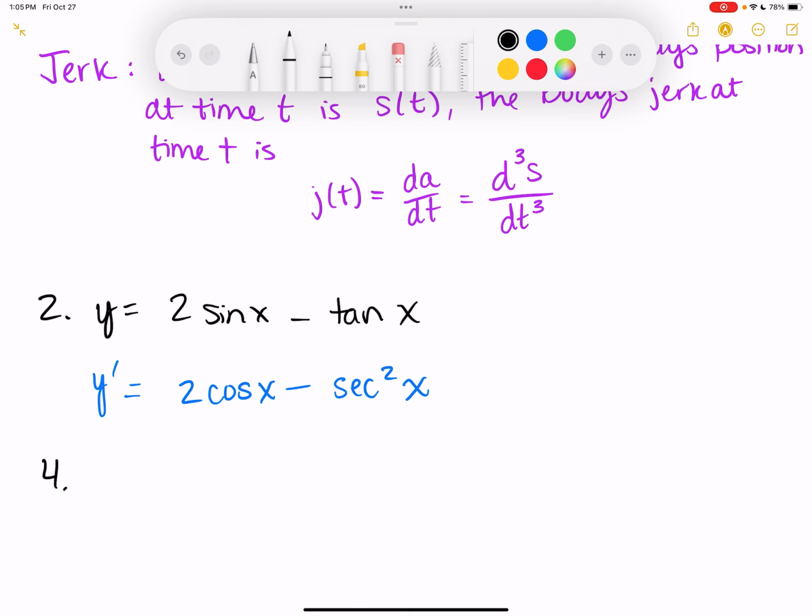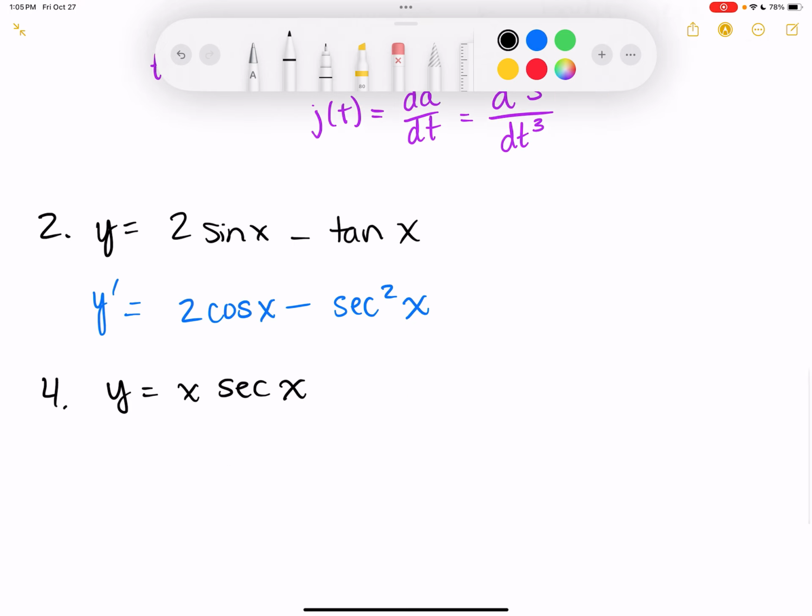Number 4. y equals x secant of x. What is this? It's a product rule.